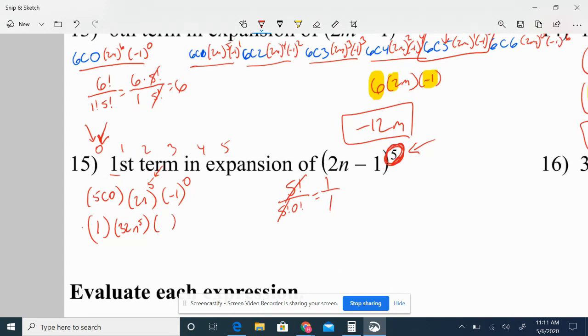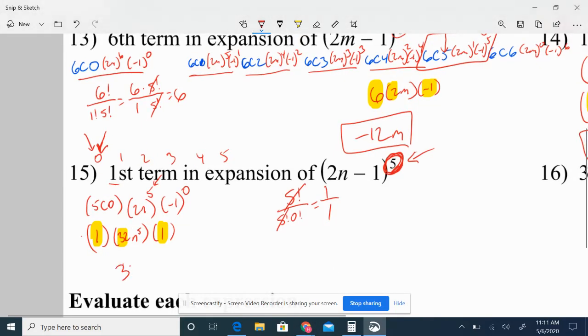Now, what's negative 1 to the 0 power? 1. Let me multiply my numbers. 1 times 32 times 1. Isn't that just 32? n to the 5th.